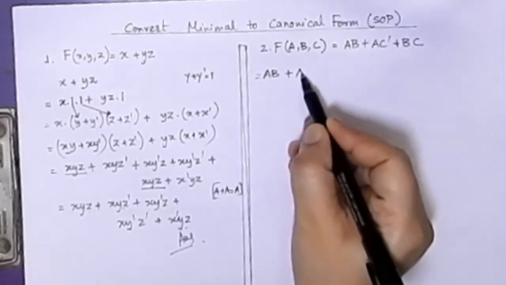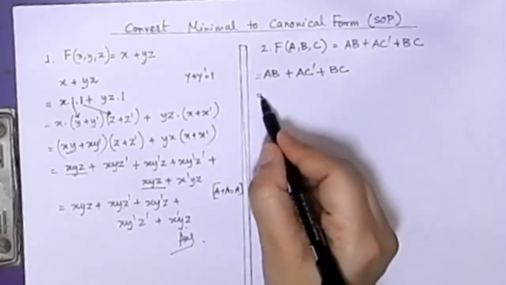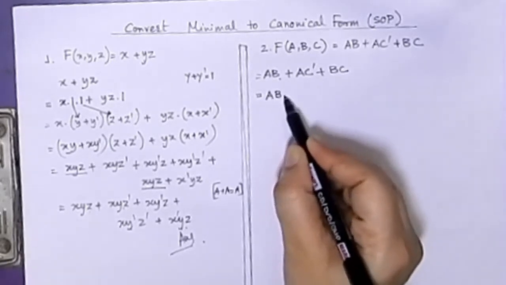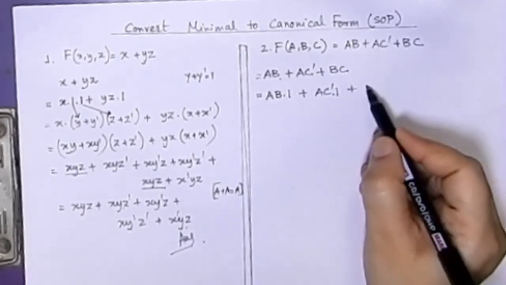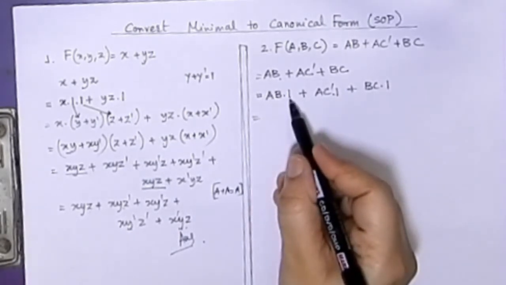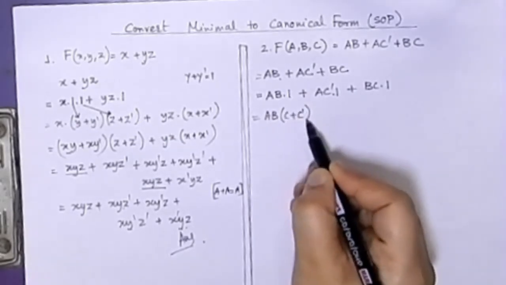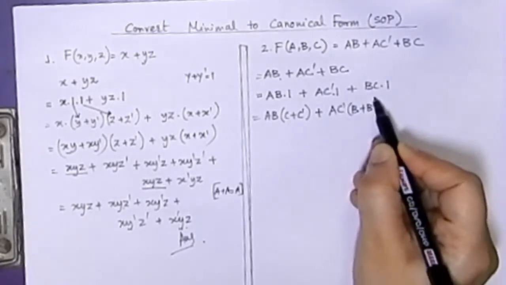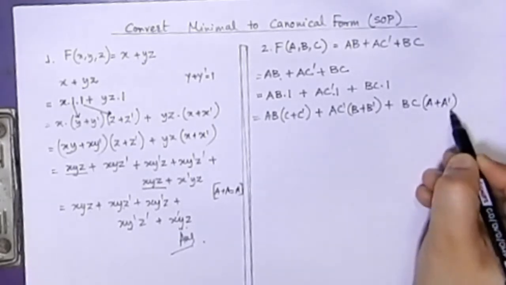AB plus AC dashed plus BC. So again here C is missing, so I will put 1. Here B is missing, so I will put a 1. Here A is missing, so again I will put a 1. So this one will be in terms of the missing variable. So here C is missing, so it will be written as C plus C dashed. Here B is missing, so this one will be written as B plus B dashed. And here A is missing, so this will be written in terms of A, so A plus A dashed.